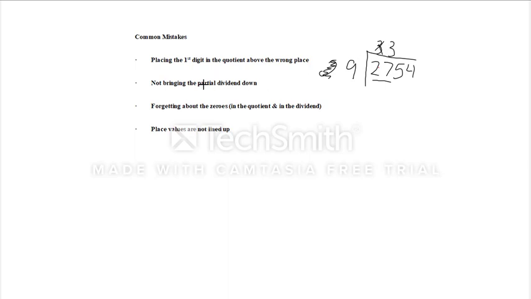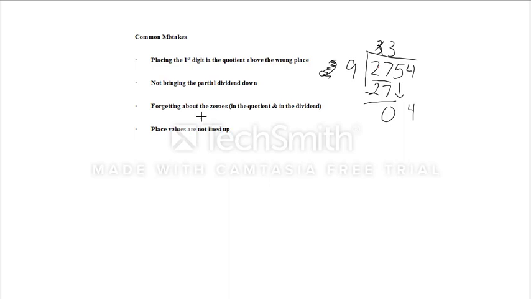Another common mistake, and what will help you with this, would be to do an X. That tells you I'm not dividing there. Another common mistake is not bringing the partial dividend down. So after I get done dividing, I know this is a 0. Sometimes we don't bring that partial dividend down. We'll forget it and we'll just skip it and go to the next number. So make sure you're not doing that.